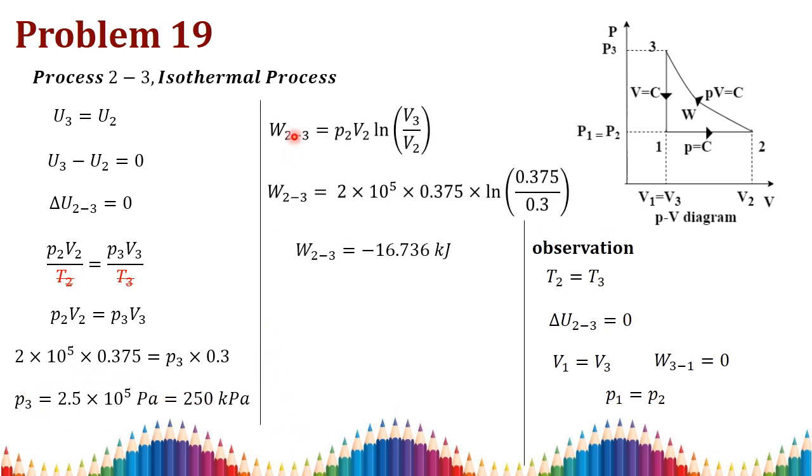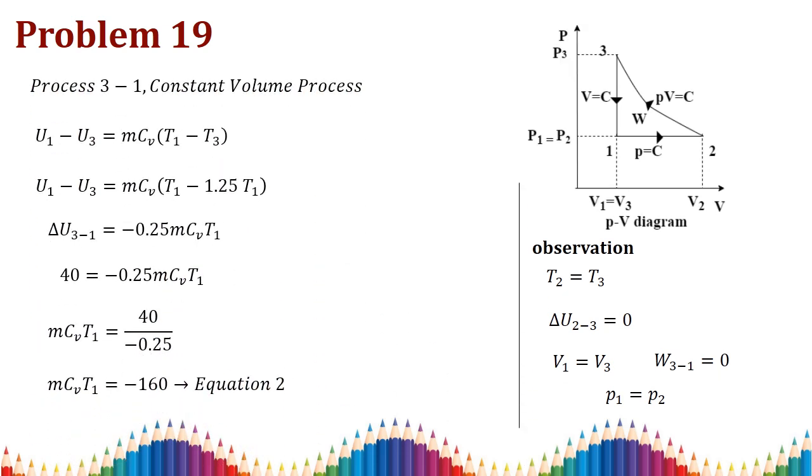Then work done for this process is P2 V2 into ln of V3 by V2. We know all the values here. Substitute the values, and we find the work done as minus 16.736 kilojoule for this process 2 to 3. Then heat transfer is work done plus change in internal energy. Here the change in internal energy is 0, so the heat transfer is minus 16.736 kilojoule, similar to your work done. So Q is equal to W in your isothermal process.